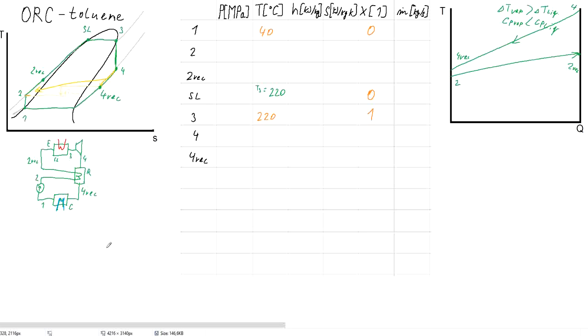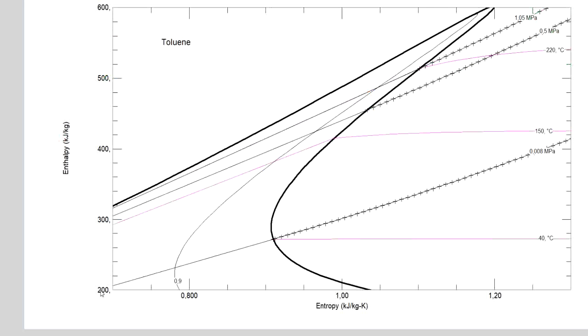Now let's have a look how to get the other parameters in the cycle. Here we have the enthalpy entropy diagram for Toluene. You can either get those, or in real applications it would more likely be using some fluid properties functions. And for this approach I would refer you to also watch the tutorial from Decentralized Energy Systems on this topic of organic Rankine cycles.